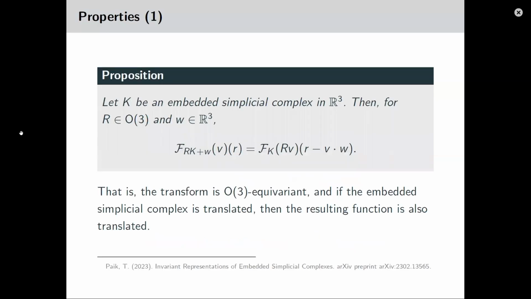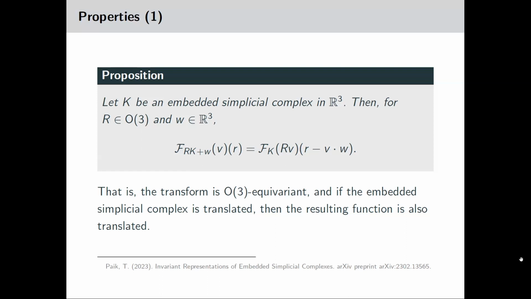Given a simplicial complex K, if we apply an orthogonal transform and a translation to K, in this case RK + w, then the resulting Euler curve transform can be expressed in this way. So it means if we transform K using an orthogonal transformation R, then the Euler curve transform is also transformed in the same way, meaning it has an O(3) equivariant property. It is not translation equivariant, but we can observe that each Euler curve is translated if we translate the simplicial complex K.